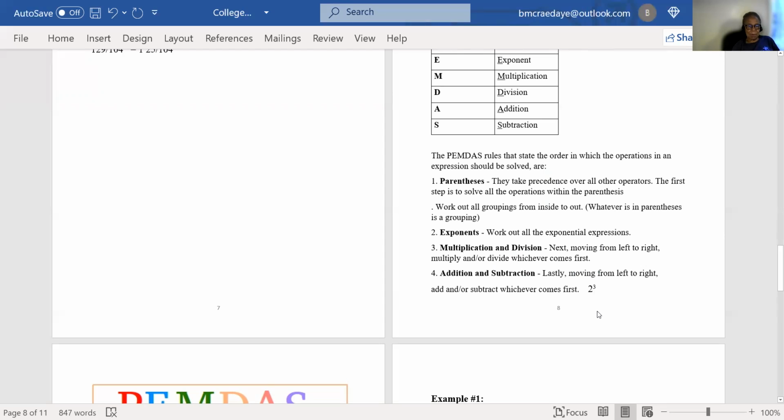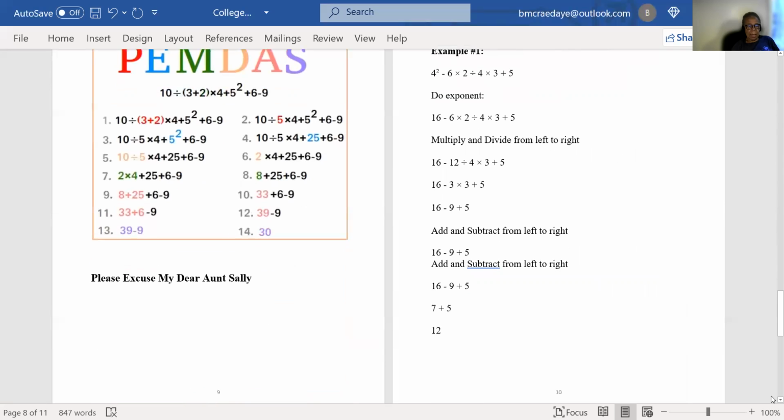Okay, so that's exponents. Now, multiplication and division, you move from left to right, whichever one comes first. If division comes first, you do that one first from left to right. If multiplication comes first, you multiply from left to right. Addition and subtraction are basically the same. You do it from left to right, you add or subtract, whichever operation comes first.